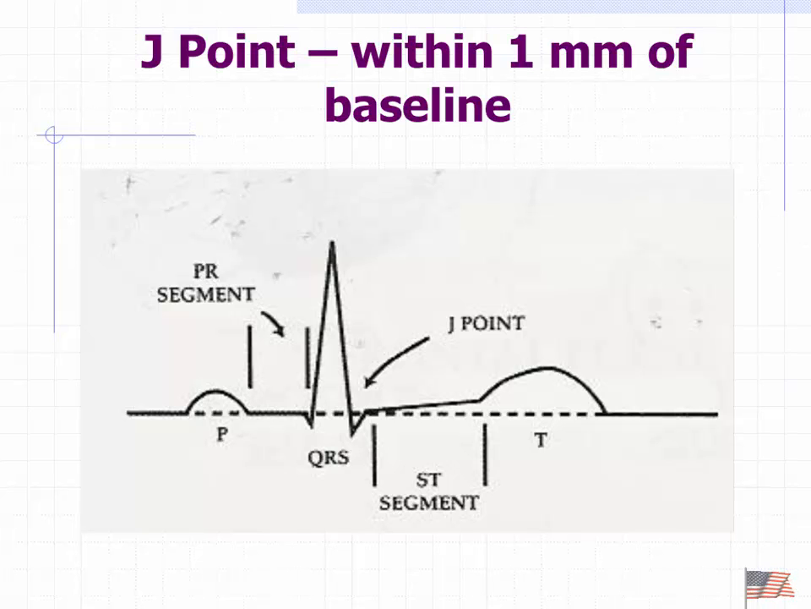So what we look at when we're looking at the position of the ST is we go to just after the end of the QRS complex. It's called the J point. And where is it compared to the baseline? That's what we're looking at to see that this is elevated.